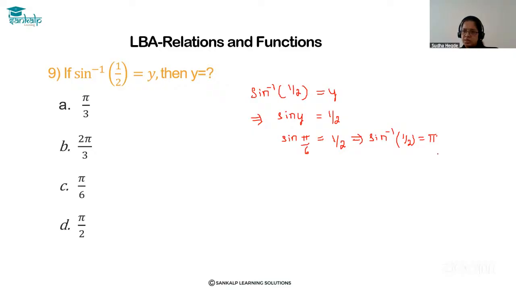Check the options. Option A, pi by 3. Option B, 2 pi by 3. Option C, pi by 6. Option D, pi by 2. So option C, pi by 6, is the correct answer. Thank you.